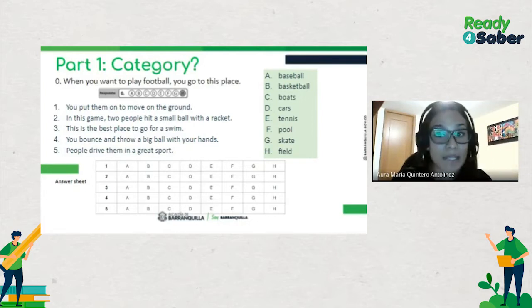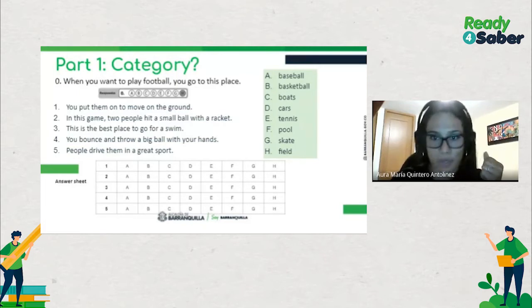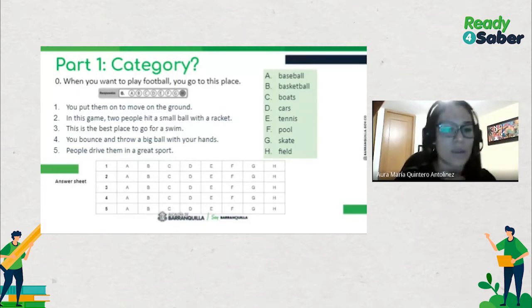Sí, la primera que te los pones y te mueves, sí, es skate, ¿verdad? Porque te mueves, no caminas, te mueves, sería skate. Muy bien. Y la segunda, in this game, 2 people hit a small ball with a racket would be tenis. Muy bien. Yes, that would be E.